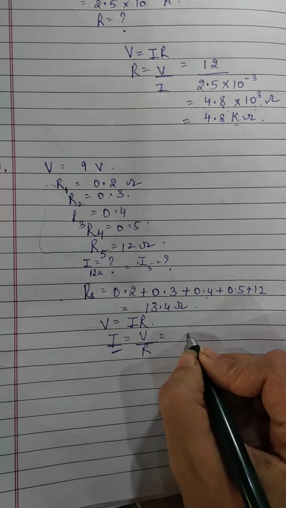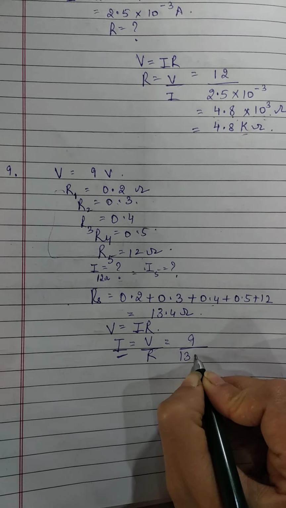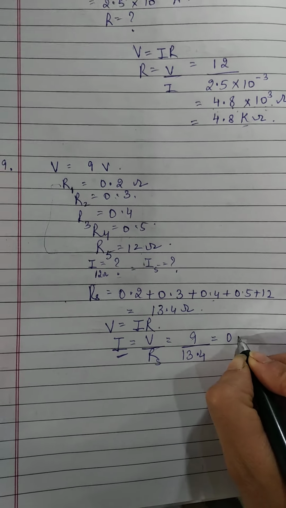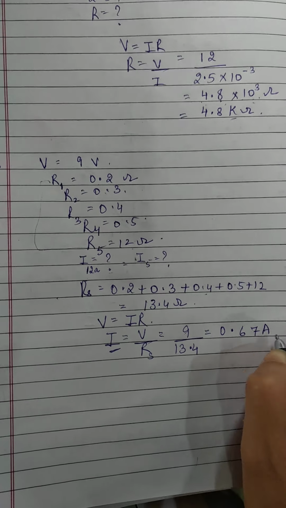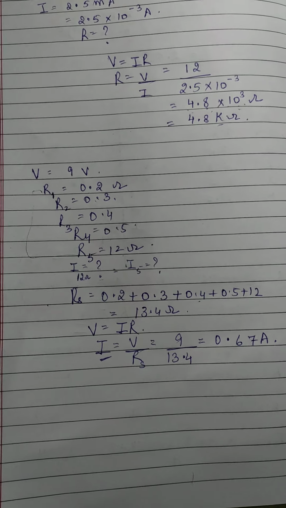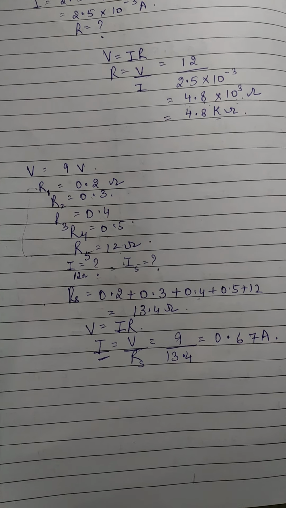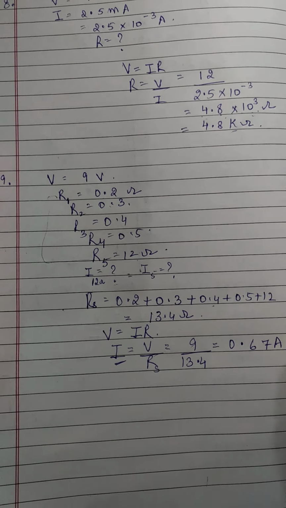So V in this case is 9 and equivalent resistance is 13.4. So this comes out to be 0.67 ampere. So same current will flow through all the resistances, all the resistors. Clear question number 9? Coming to question number 10.